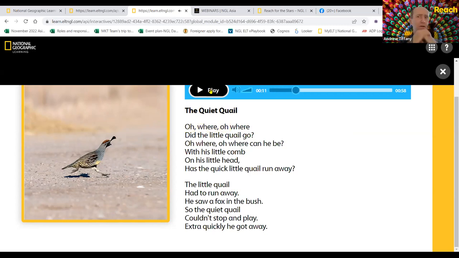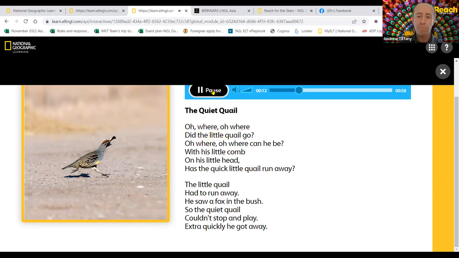Oh, what's the next word? The next word is "where," right? Oh, so I stopped it. Oh, where? Right. Okay, so we're going to keep going and let's see if you can do the other words. Are you ready? Here we go.